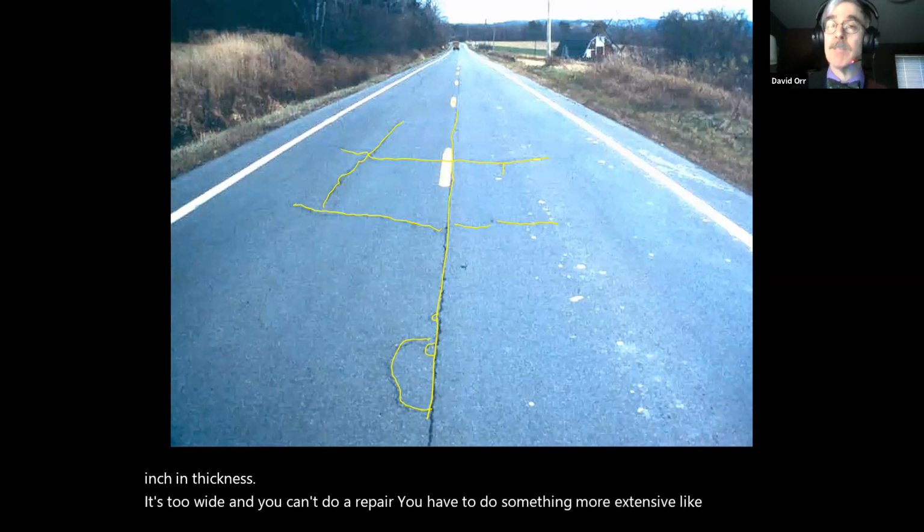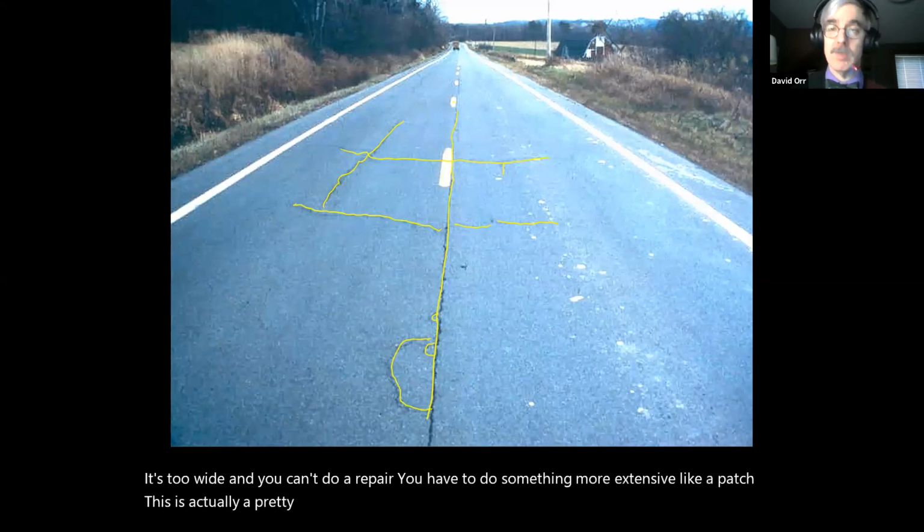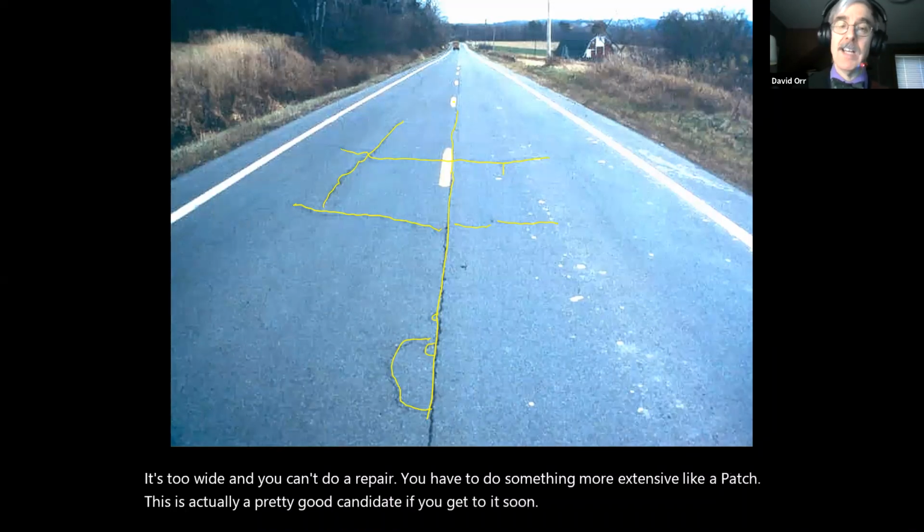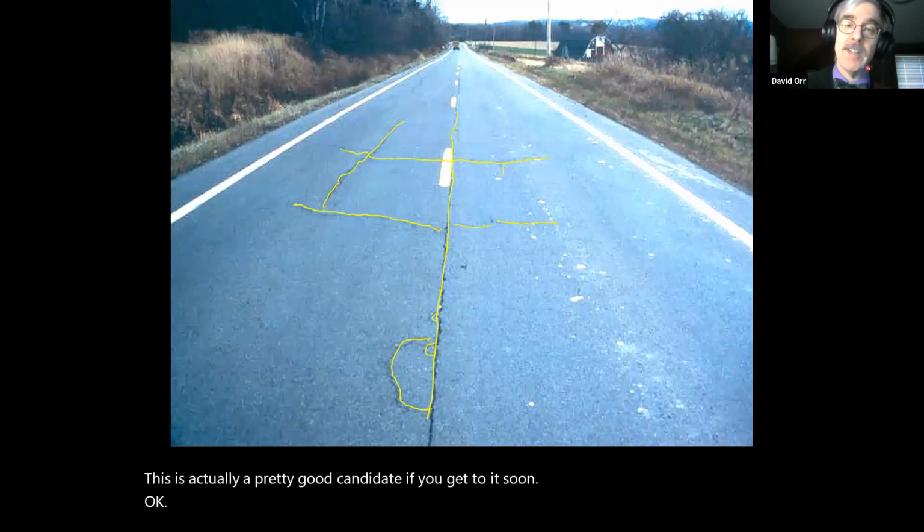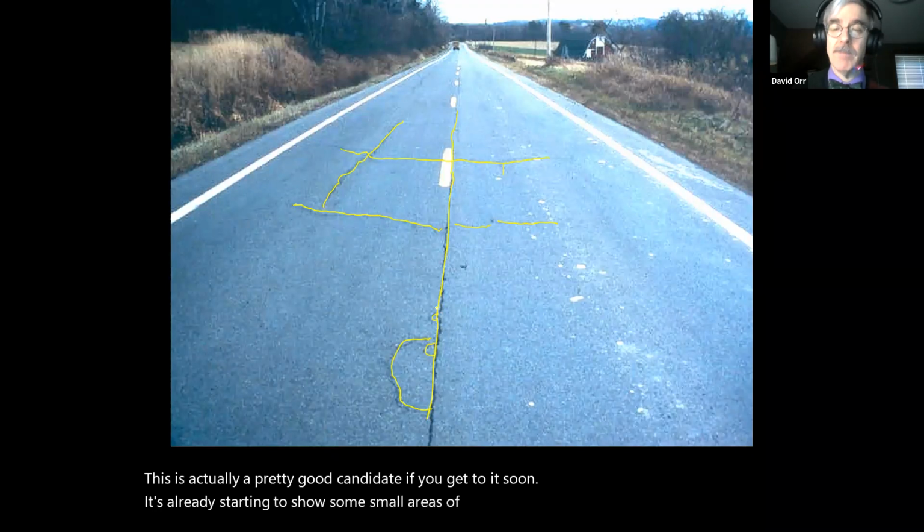This is actually a pretty good candidate if you get to it soon. Okay. It's already starting to show some small areas of higher deterioration near the bottom, but if you catch it now, you got a chance.